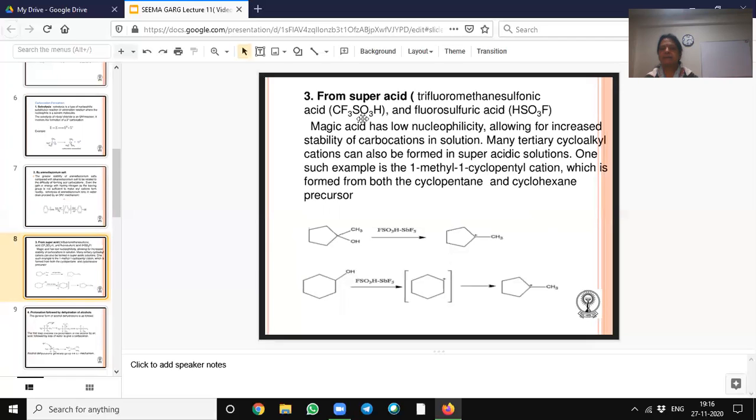From superacid: superacid means trifluoromethanesulfonic acid and fluorosulfuric acid. Magic acid has a low nucleophilicity, allowing for increased stability of carbocations in solution. Many tertiary cycloalkyl cations can also be formed in superacidic solution. One such example is the 1-methylcyclopentyl cation, which is formed from both the cyclopentane and cyclohexane precursors.